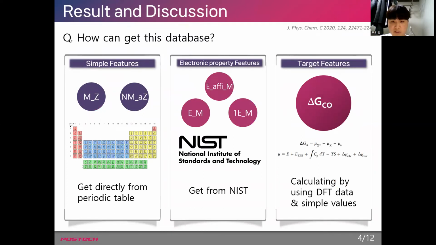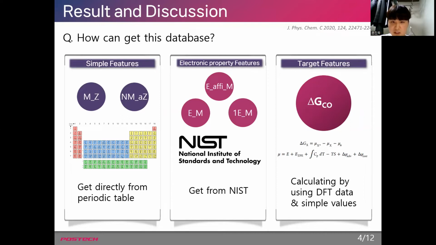First of all, simple features can be obtained directly from the periodic table. Second, the most important input features are the electronic property features because the catalytic performance is generally dependent on the electronic structure. This database can be obtained from NIST.